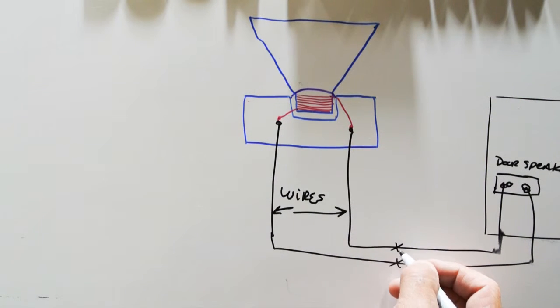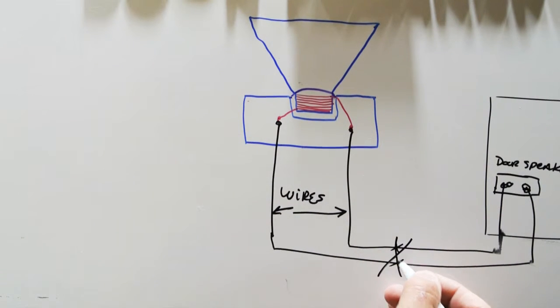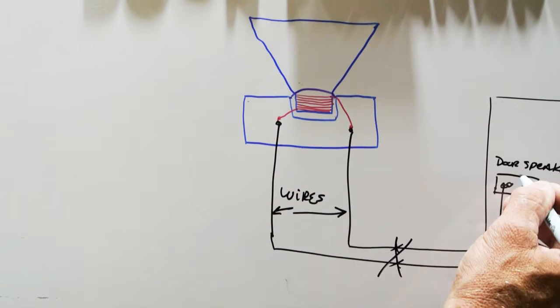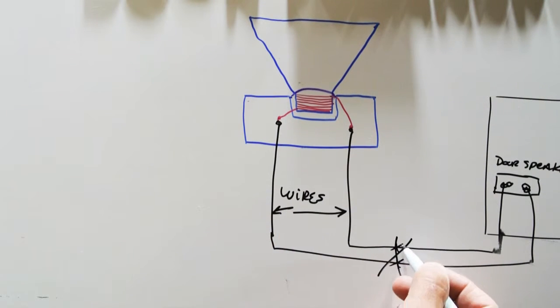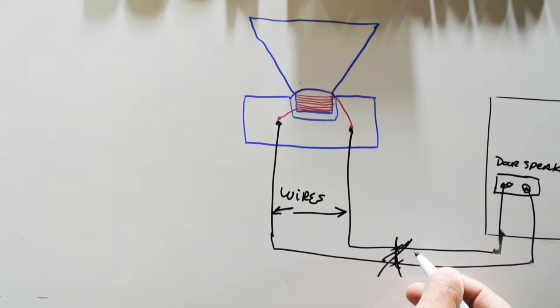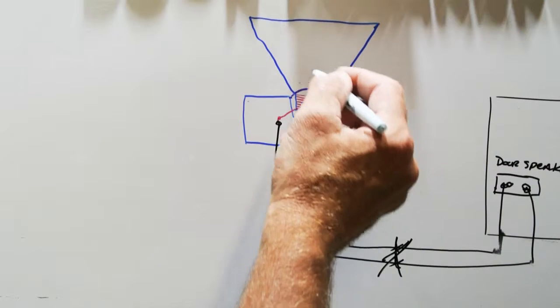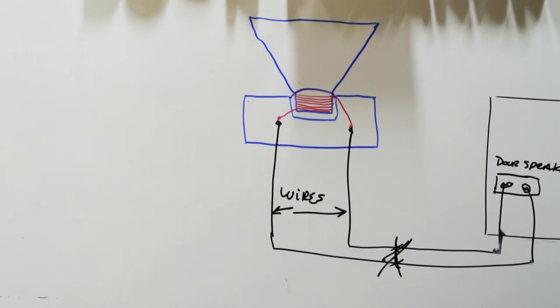Or if you have a short circuit in the wire where both of the wires, as they travel along from the master station to the door speaker, have rubbed through on a staple or something else that's sharp and they've shorted together, that disables this circuit and you won't be able to communicate with the door speaker either.